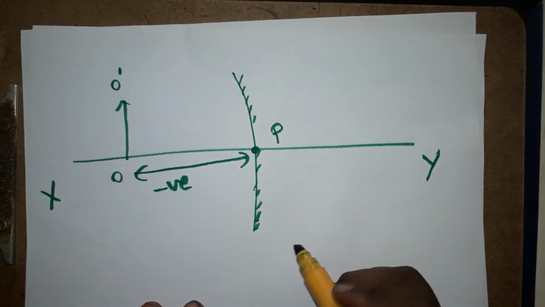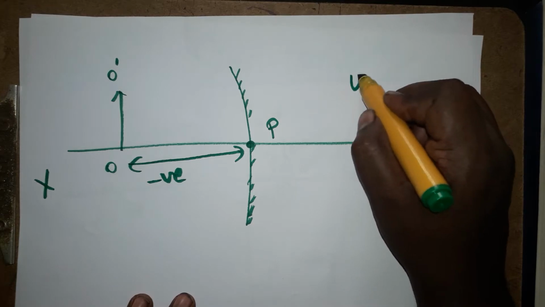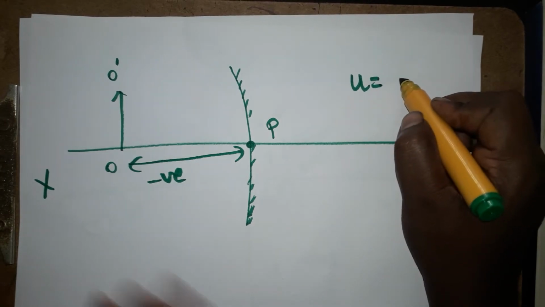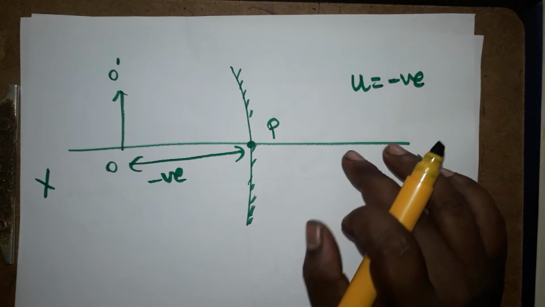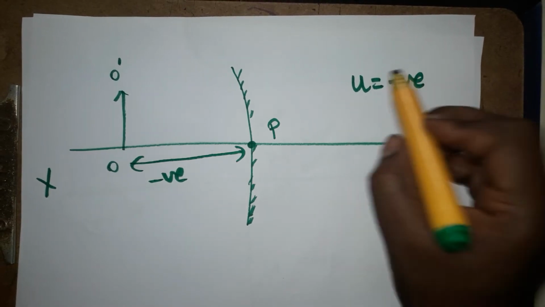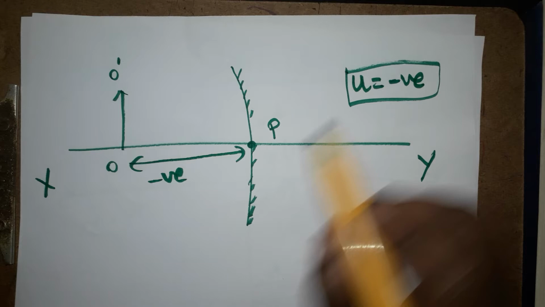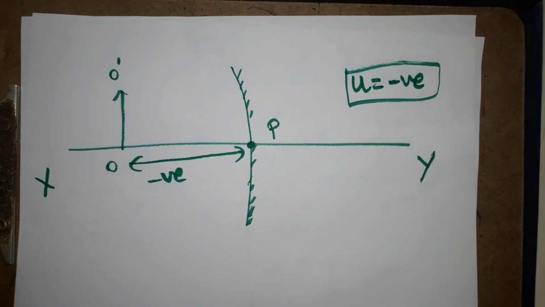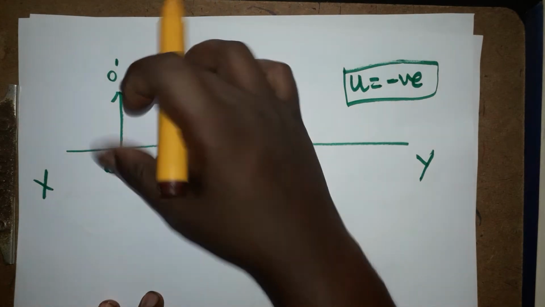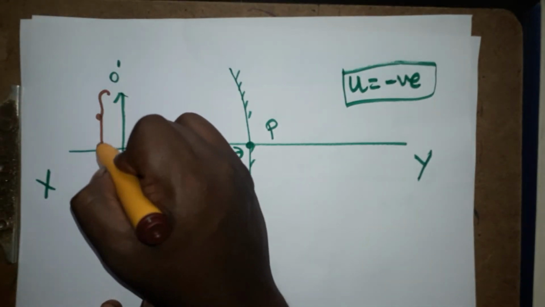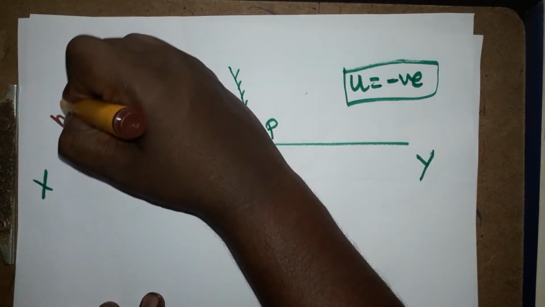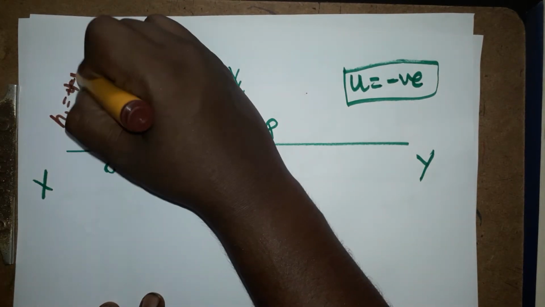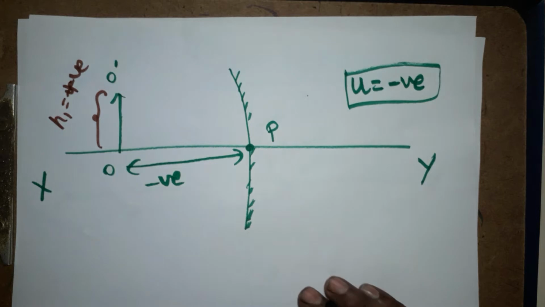Object distance is negative. In this case, u is negative. And one more thing I want to tell you: whatever problem you are solving, u will always be negative. It's a fixed value. Next, the height of the object. This is the height of the object above the principal axis, so the height of the object will be positive, because it is above the principal axis.